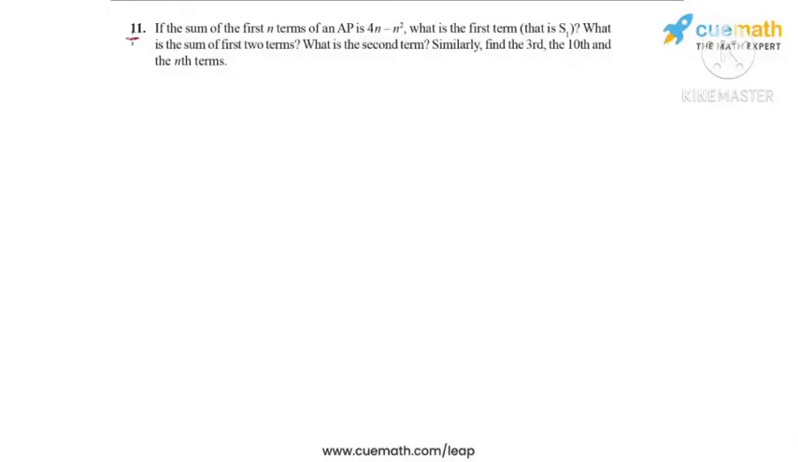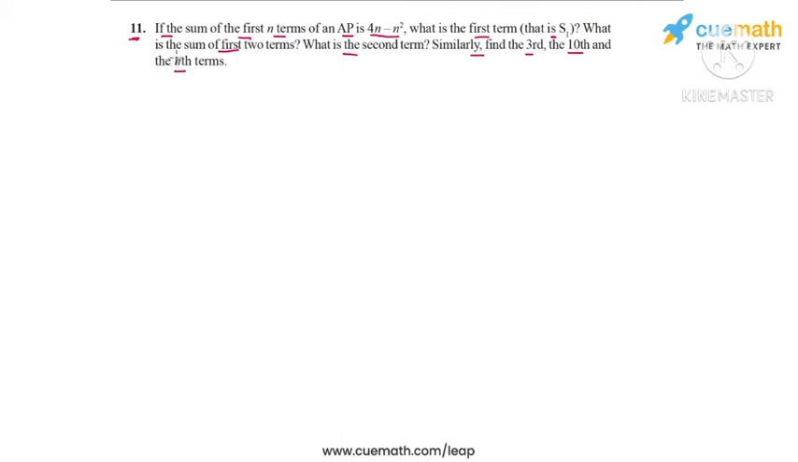In question 11 of the exercise, here's what the problem statement says. If the sum of the first n terms of an AP is 4n minus n square, what is the first term? That is S1. What is the sum of the first two terms? Then what is the second term? Similarly, find the third, the 10th and the nth terms.